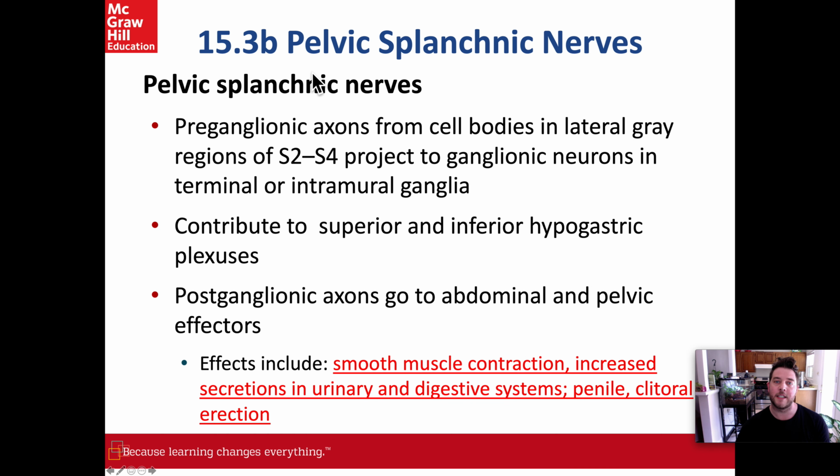The pelvic splanchnic nerves are going to contribute into the superior and inferior hypogastric plexuses. Just like with arteries and veins, a plexus is a grouping of nerves. So you have your superior and inferior hypogastric, so hypogastric below the stomach, and they're going to go to abdominal and pelvic effectors. Smooth muscle contraction in the GI tract, increased secretions in urinary and digestive systems, penile and clitoral erections. So pretty much all of our lower abdominal organs.